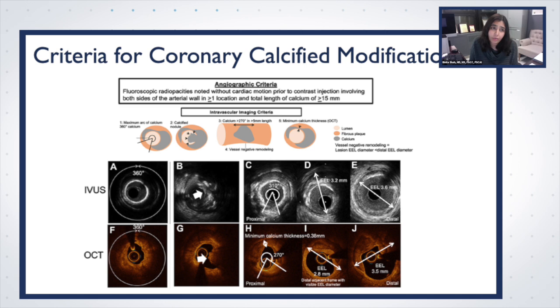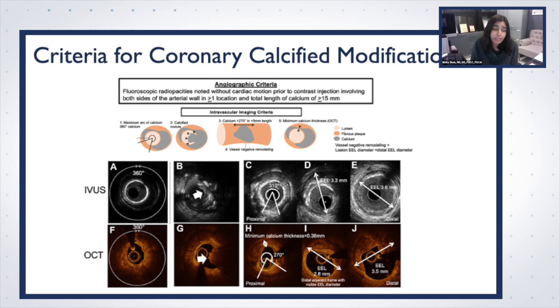And looking at the criteria for coronary calcified modification, we have asked our colleagues to think about the angiographic criteria, which includes radiopacities noted without cardiac motion prior to contrast injection, and then think about the intravascular imaging criteria, which really includes 5 points of maximum arc of calcium, 360 degrees, calcified nodules, or if there's calcium greater than 270 degrees and at least 5 millimeters in length, as well as vessel negative remodeling, which is defined here as the lesion EEL diameter versus the distal EEL diameter, and we'll show some examples of that. And then finally, the minimum calcium thickness if OCT is performed.